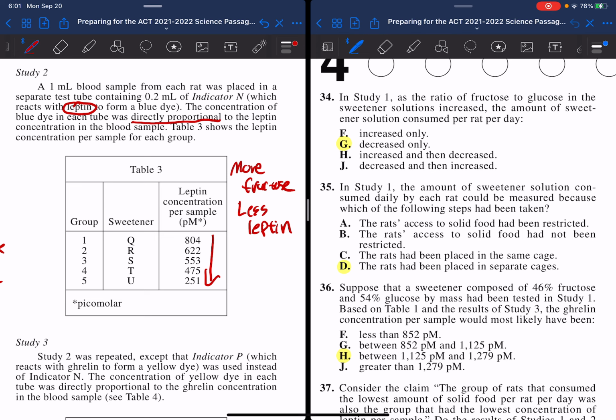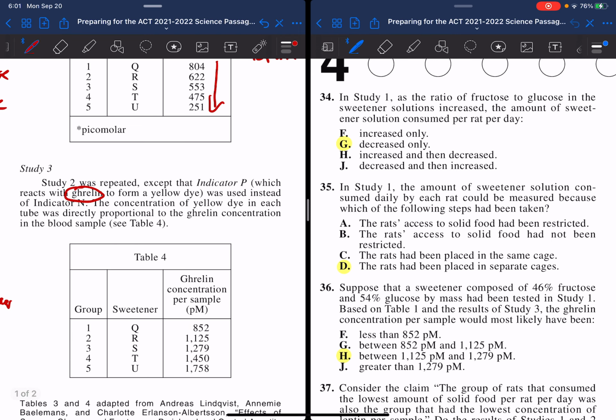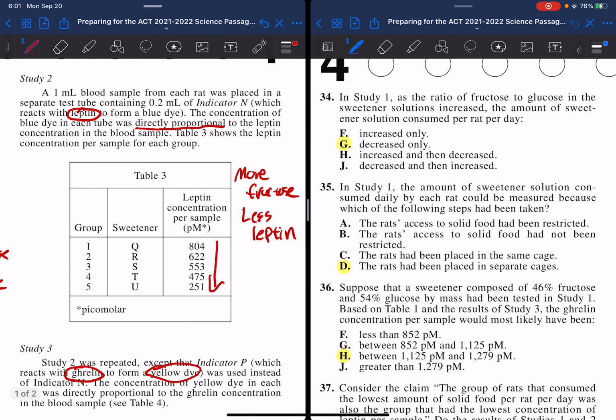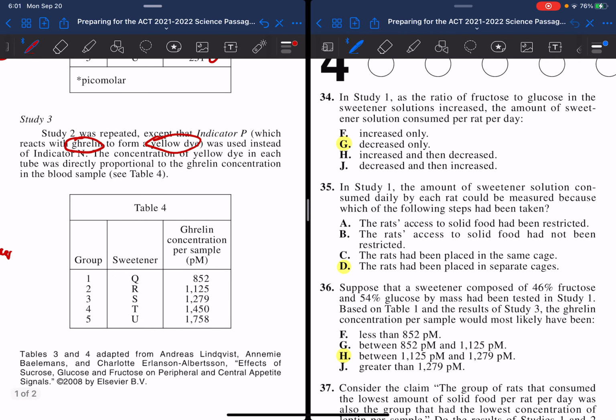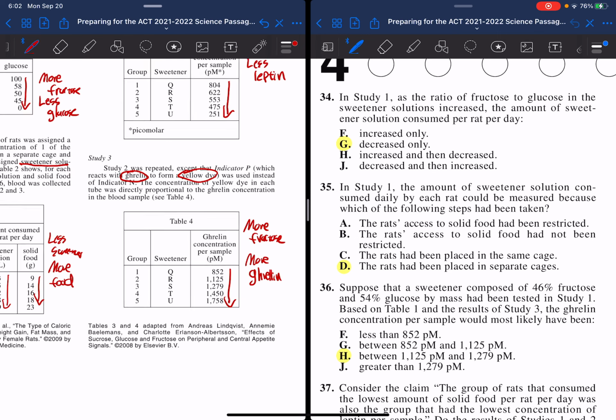Now study number 3 says repeated, except that we use a different indicator. It's got ghrelin, and then it forms a yellow dye, whereas in study 2 it formed a blue dye. Now that may be important, it may not be important. Here, as we go up, we've got more ghrelin, and we have more fructose. Okay, so that's the information that they've given us.